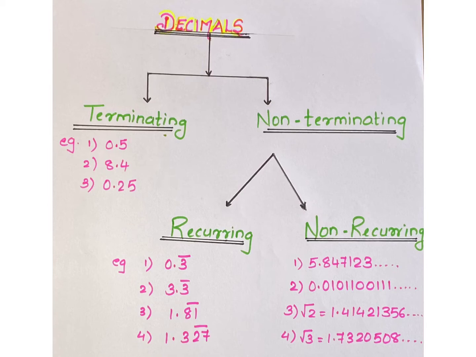Next is non-recurring. Non-recurring means those decimal expressions which never end, and along with that the same digits are not getting repeated like in recurring. You can see the examples: 5.847123. Second one, 0.010011001111. If you take root of 2, you will find 1.41421356, and it will continuously go on, it will never end. Fourth one, root 3, in the same way 1.73205008, etc. It will never end. So they are non-recurring decimal expressions.